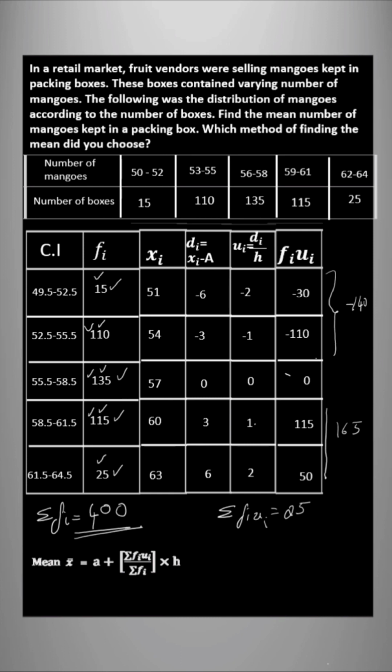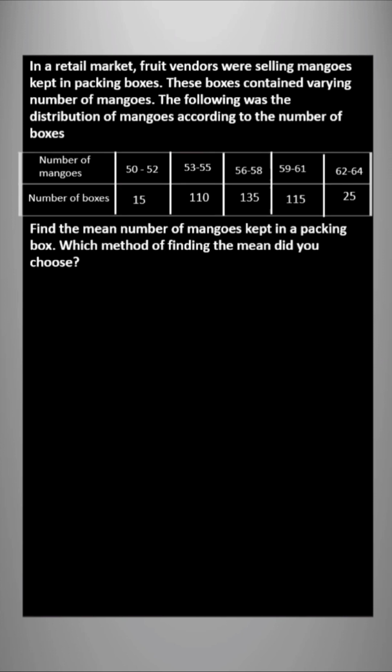So assumed mean is 57. Summation of fi is 400. Summation of fi ui is 25. H is 3. Now let us substitute the values in the formula for step deviation. That is, mean x bar is equal to a plus summation of fi ui upon summation of fi into h. Here a is 57 plus summation of fi ui is 25. Summation of fi is 400 into h is 3.